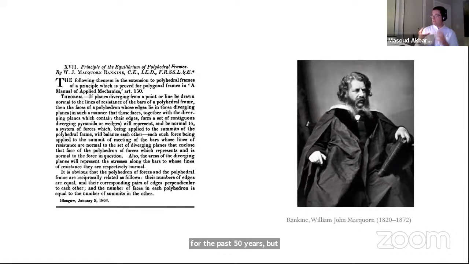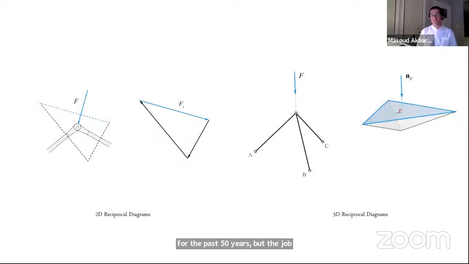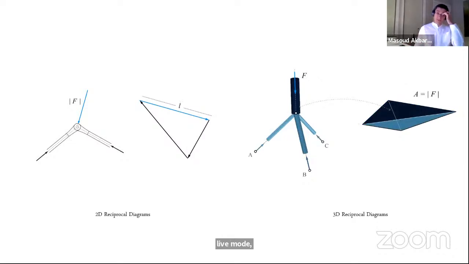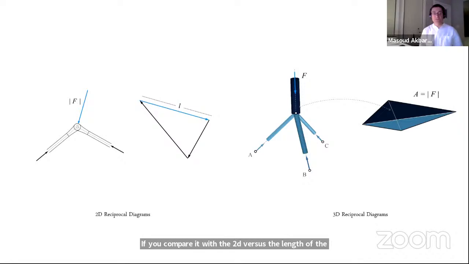But the gist of the proposition is that if you have a three-dimensional node in pure compression or pure tension, its force equilibrium can be represented by a closed force polyhedron, right? Each face of this polyhedron is perpendicular to the applied load, and the area of the face represents the magnitude of the force. If you compare it with 2D, where the length of the polygon edge represents the force, in 3D that is translated into the area. And this can basically be proved by using the Stokes theorem if you're interested.